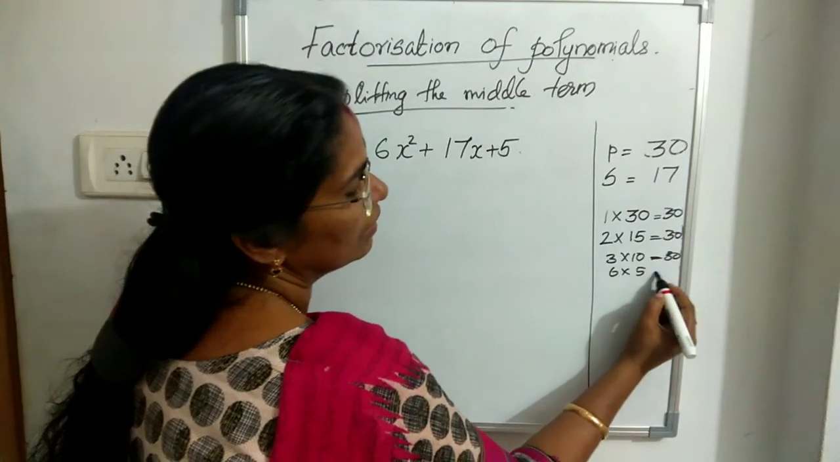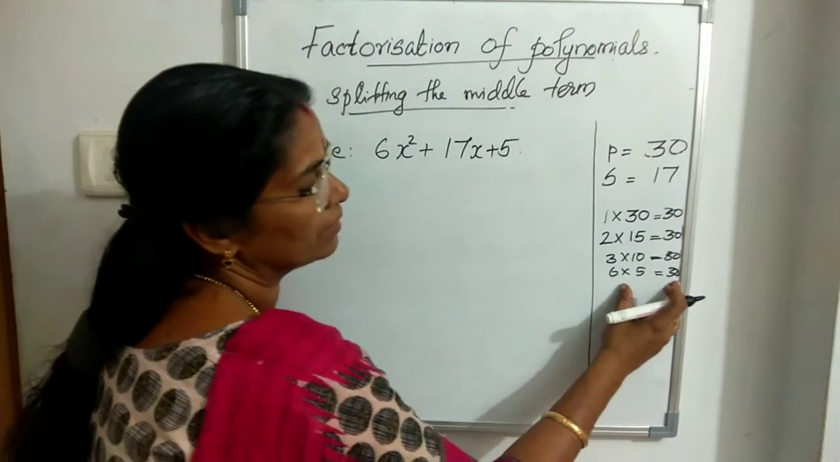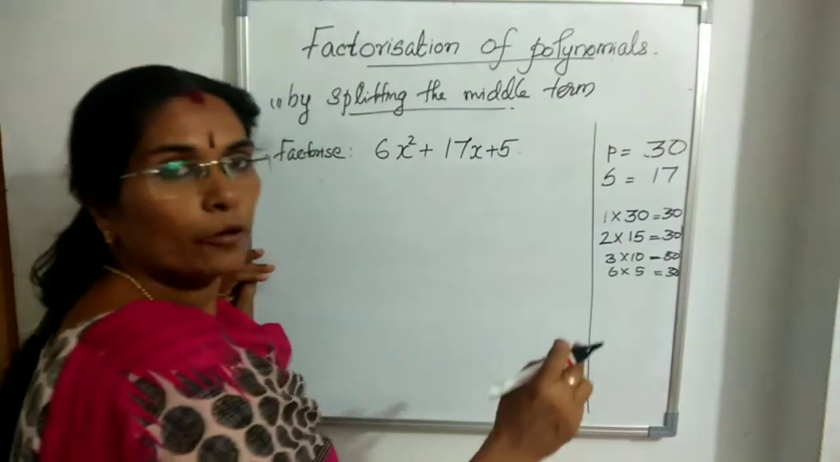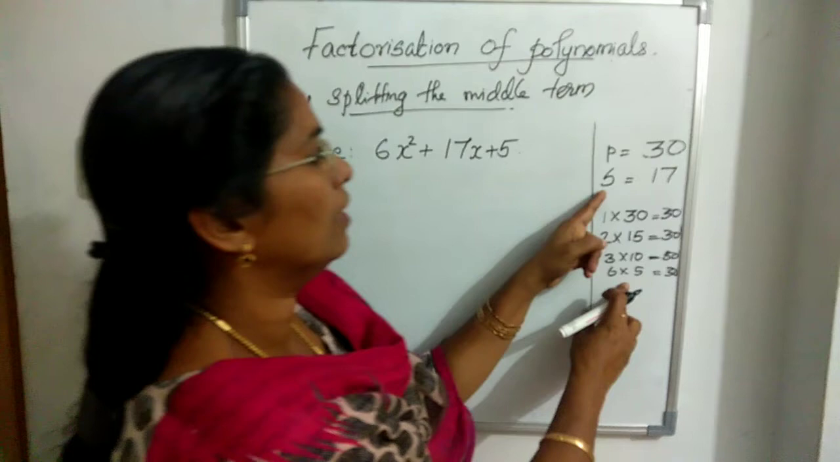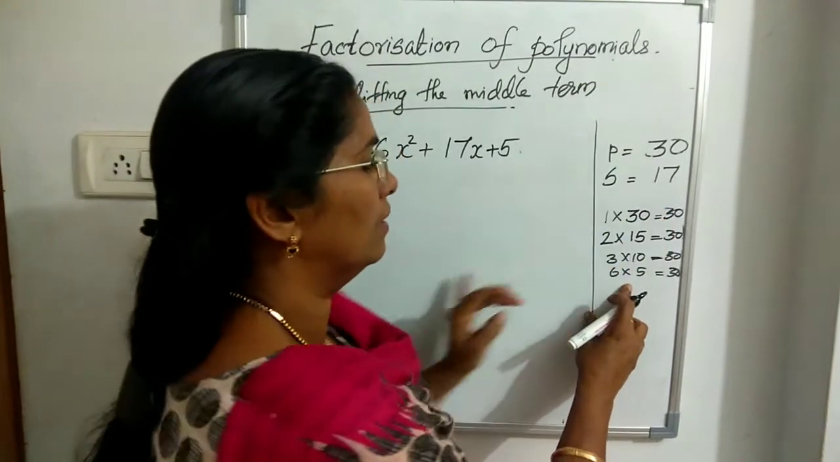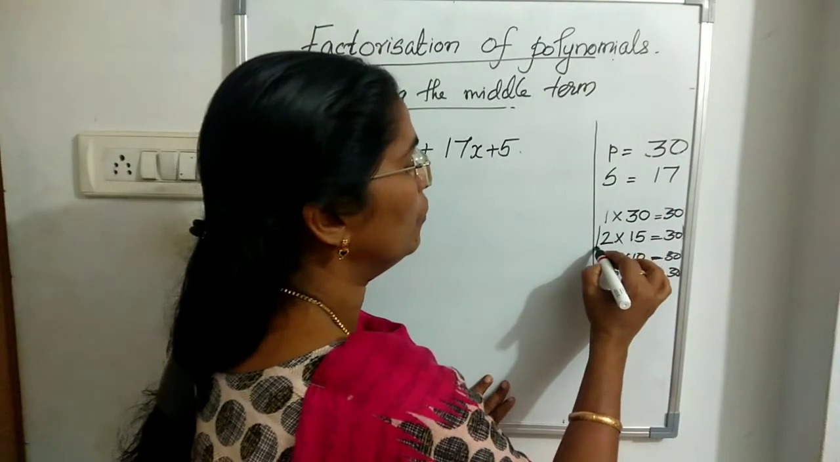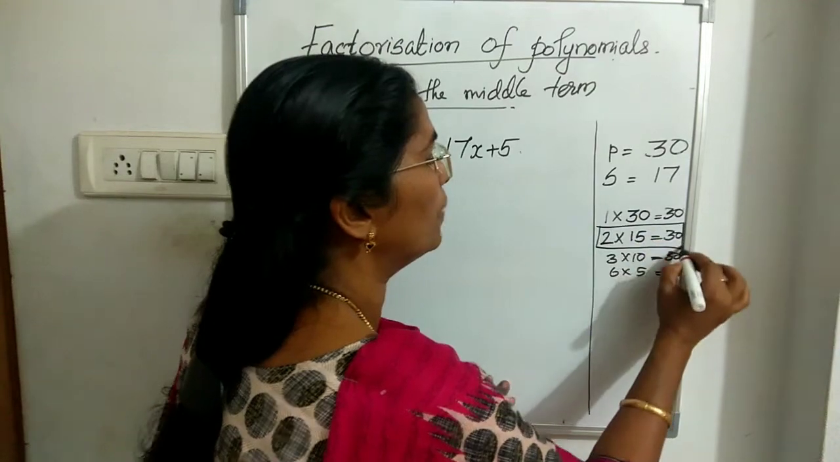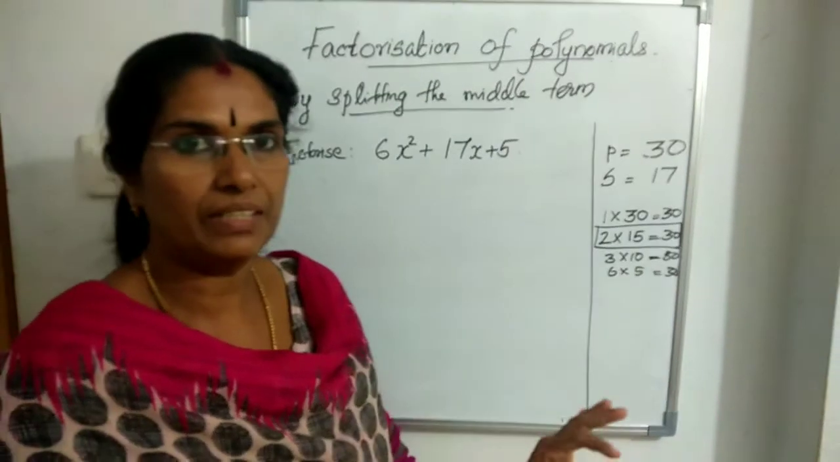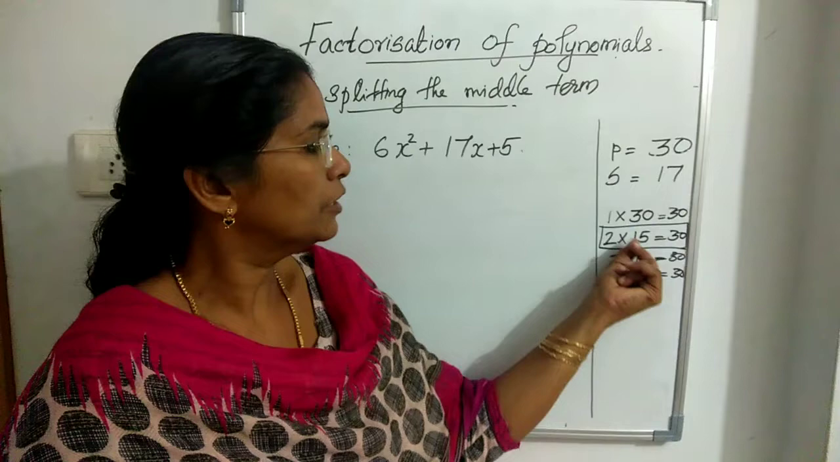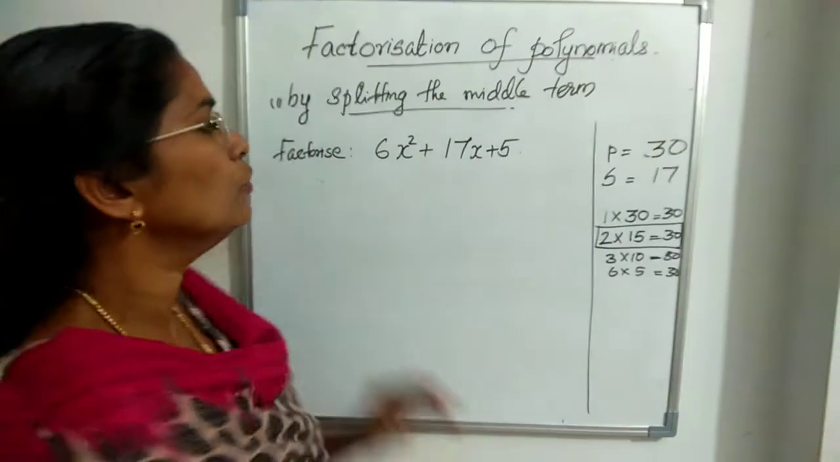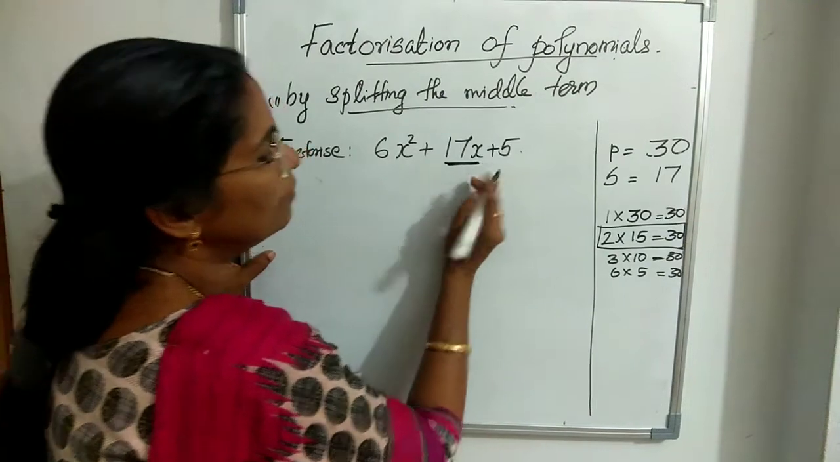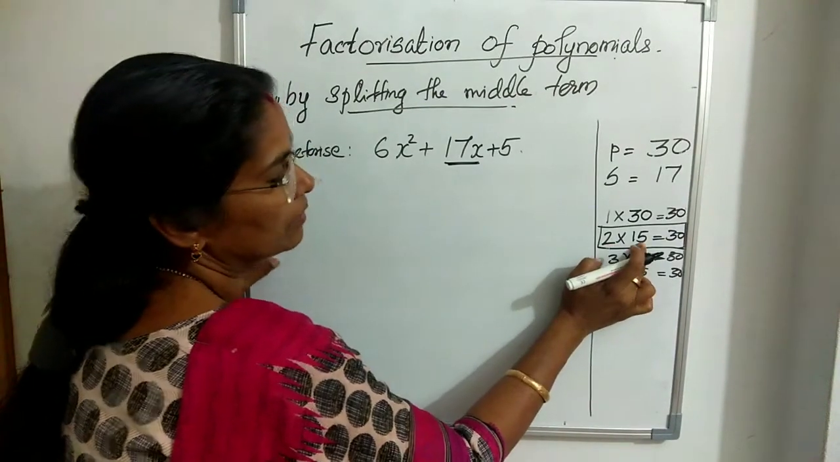6 5s are 30. All these are pairs of factors, getting product 30. Among these, which one is suitable for us? The sum is 17. Look here, 2 into 15 is 30 and 2 plus 15 is 17. So we can select the two numbers as 2 and 15. Now we have to split the middle term using these numbers.